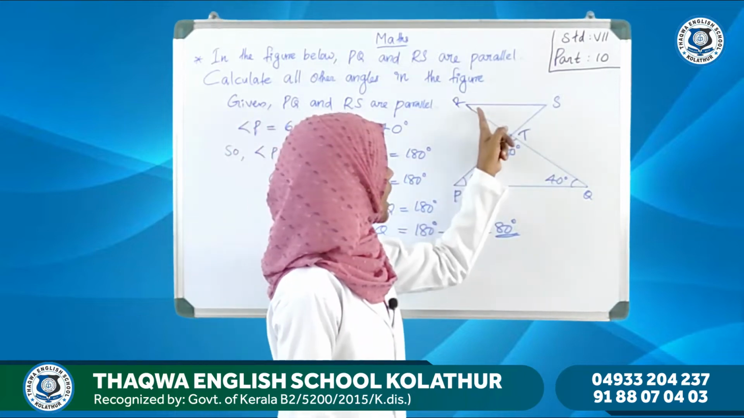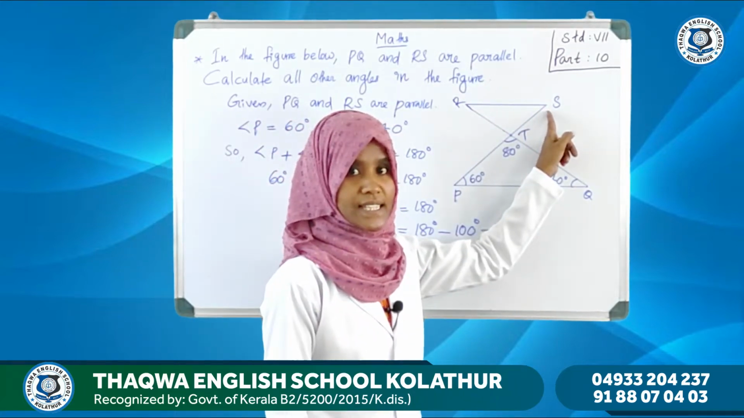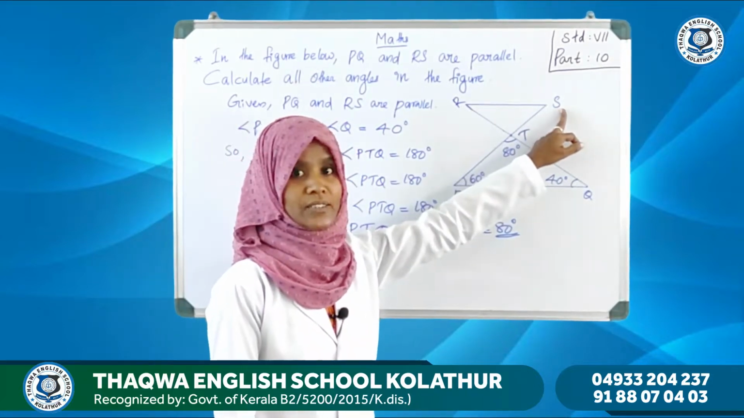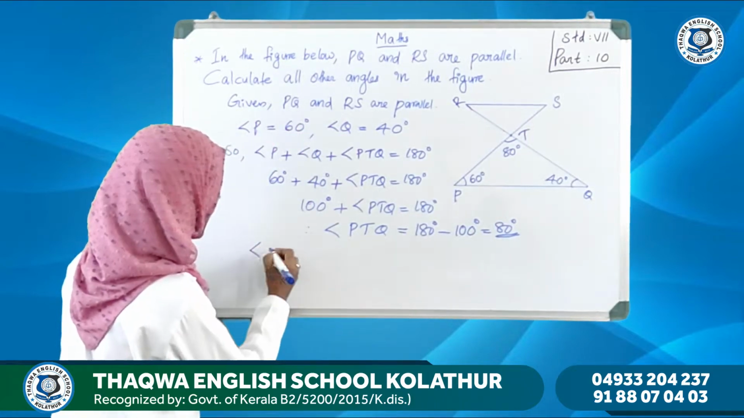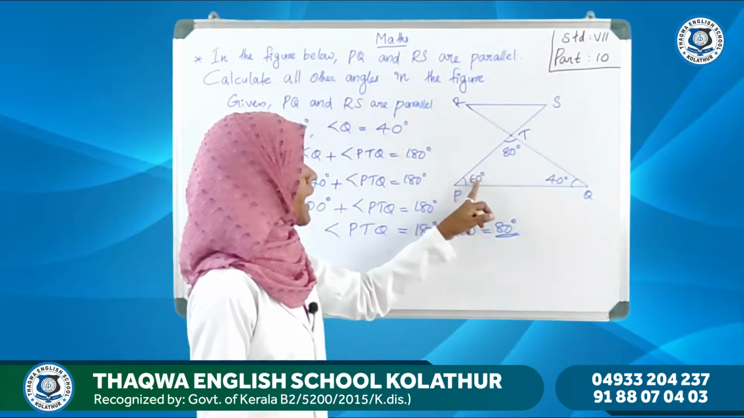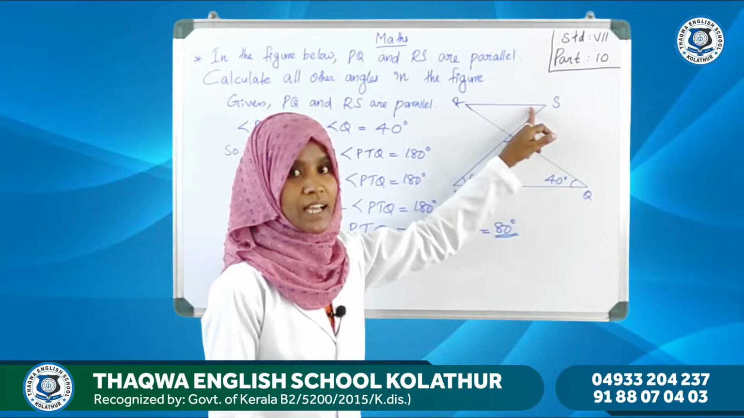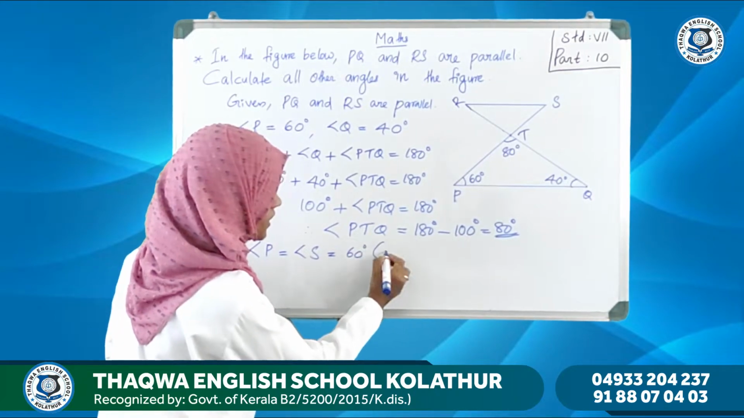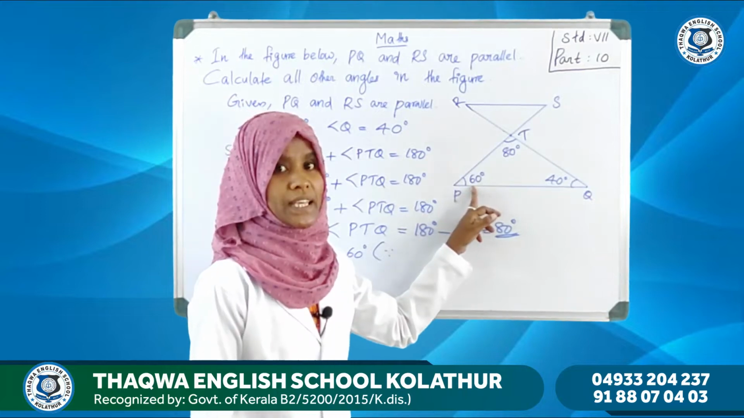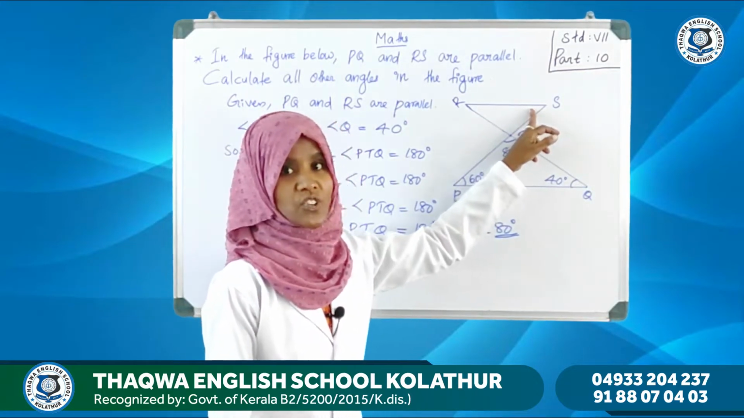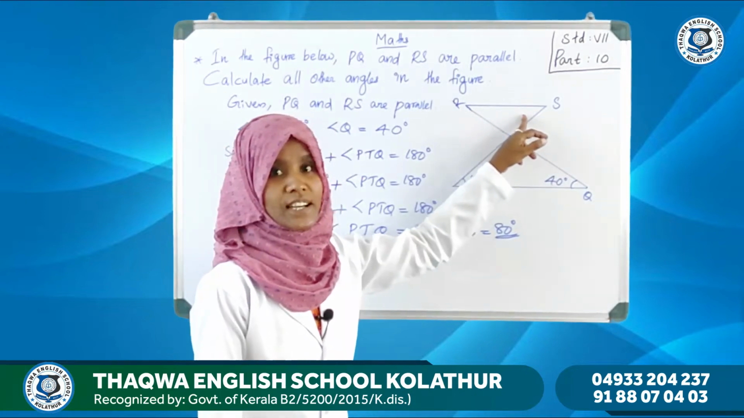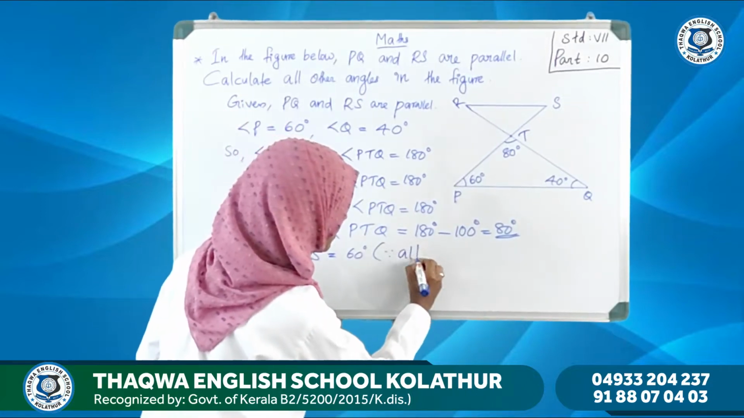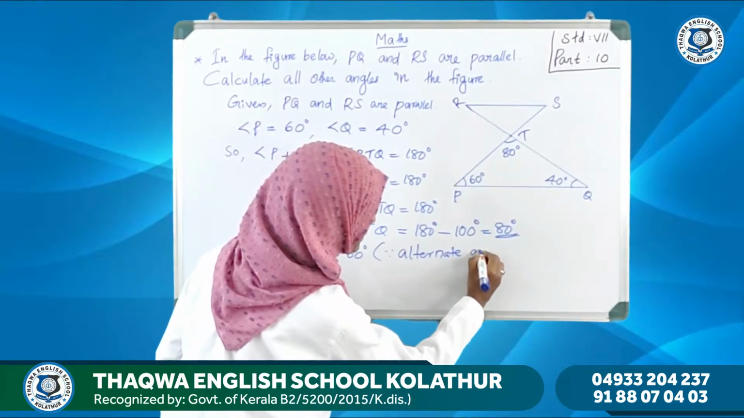Now we have to find out angle R and angle S. Can you say how to find out the measures of angle R and angle S? Angle P equals angle S equals 60 degree. Can you say what is the reason? Yes, these are the alternate angles.